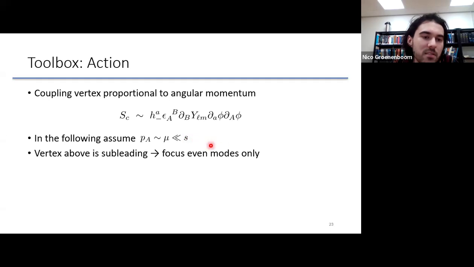And this comes again from the heuristic reasoning that the center of mass energy will become very large close to the horizon, but the angular momentum is conserved throughout. And so we can take this limit where we neglect the angular momentum. In this case, this vertex is subleading compared to the vertices that come from the light cone momenta only. And so we will neglect the odd modes altogether and focus only on the even modes.